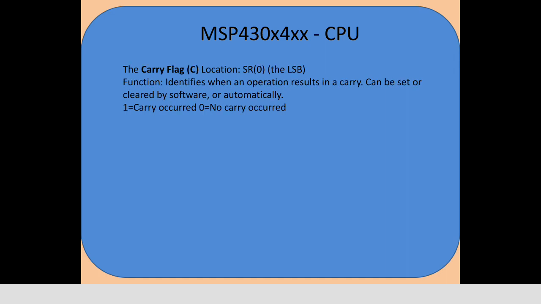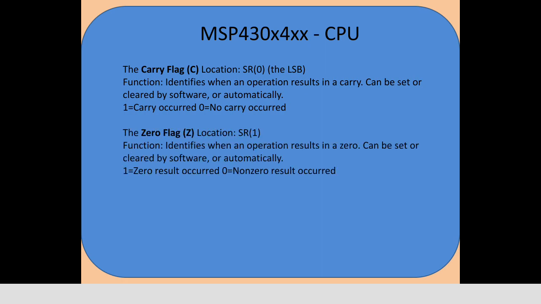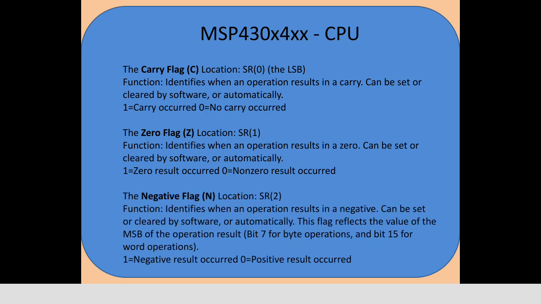Now we can see the flags, the carry flag. The carry flag is the extra bit that is generated during the arithmetic operation. If it is 1, that means a carry has occurred. If it is 0, it means no carry has occurred. When we come to the zero flag, if the result of the arithmetic or logical operation is 0, then we can show that using the zero flag. If it is 1, it means the result is 0. If it is 0, it means the result is not 0.